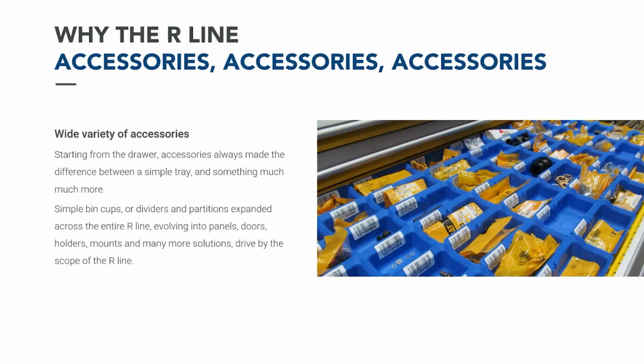One of the first ones, and it continues to go across that system, is accessories. It's a very, very wide variety. So in the drawer itself, the difference between a simple tray and something much more is what's in it. That started out with things like simple bin cups or dividers and partitions, but that is now expanded across the entire R line of products, now including panels, doors, holders, mounts, and many, many more things, just driven by that scope as R has expanded outwards.